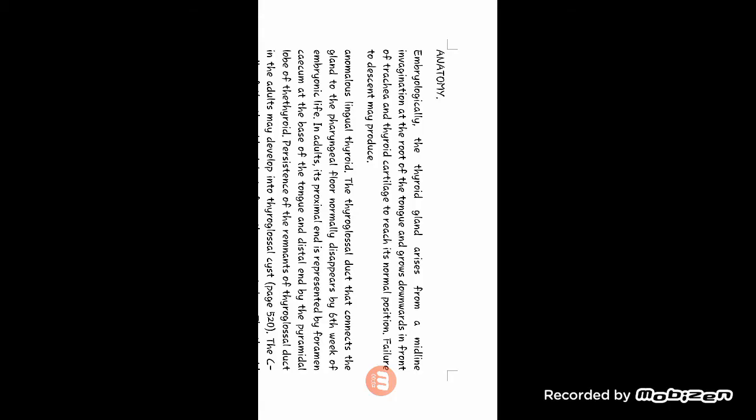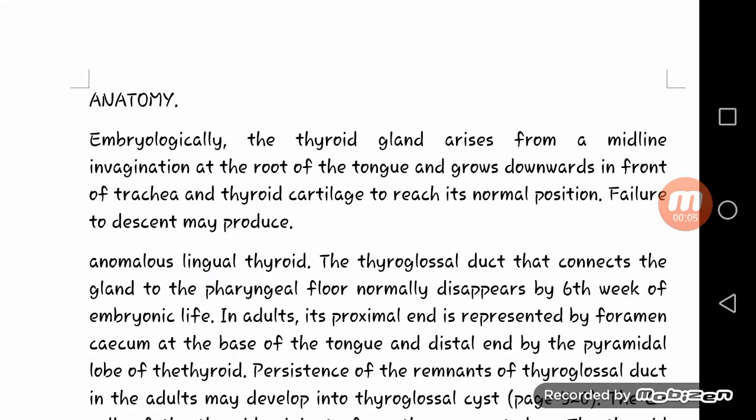Namaste. So today we will study the anatomy of the thyroid gland.